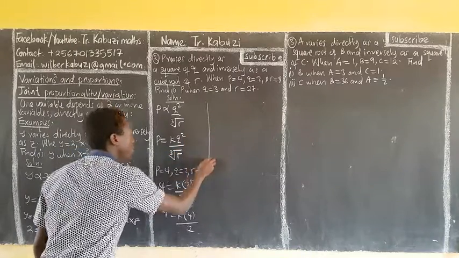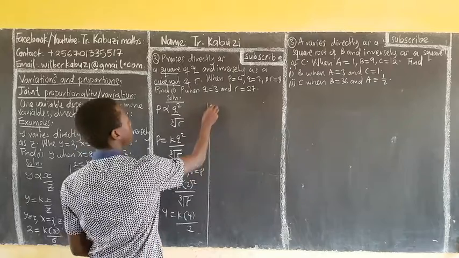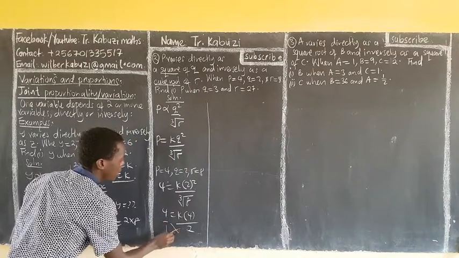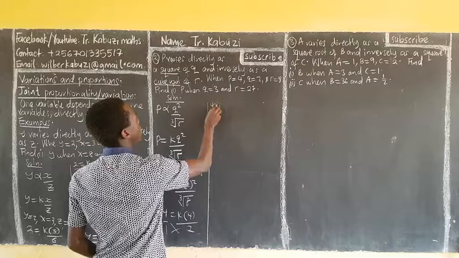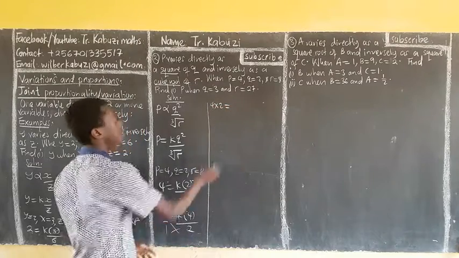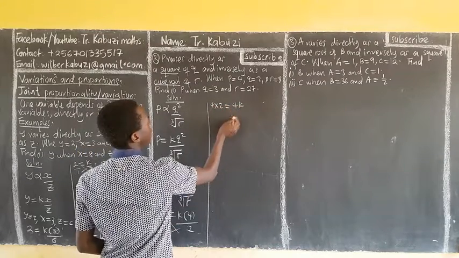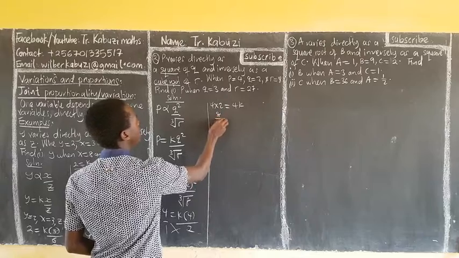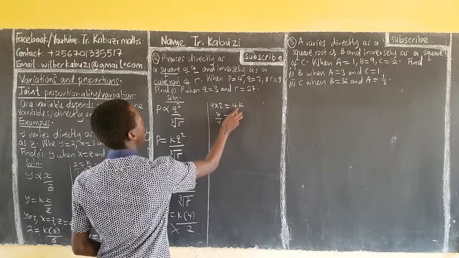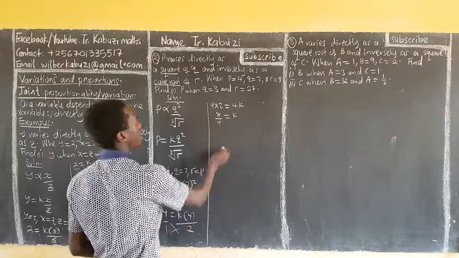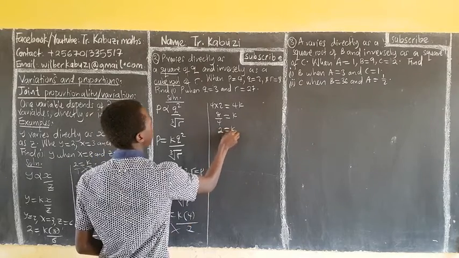I'll be having 4 times 2 equaling 4 times k, which is 4k. So this will be 8 divided by 4 equaling k. If I divide by 4 that side, my 2 is equaling k.